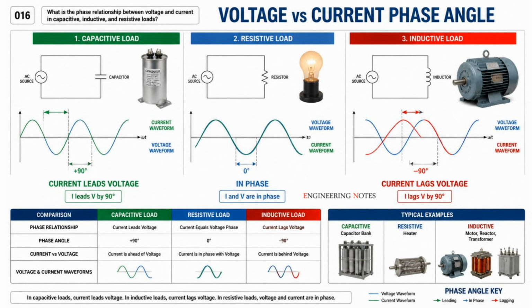phase difference. In real electrical power systems, loads are rarely purely capacitive, inductive, or resistive. Most circuits contain a combination of all three characteristics. Because of this, the overall relationship between current and voltage depends on the circuit's equivalent impedance, which determines whether the current leads, lags, or remains in phase with the voltage. Understanding this phase relationship is essential for analyzing power flow, power factor, and the overall performance of electrical systems.